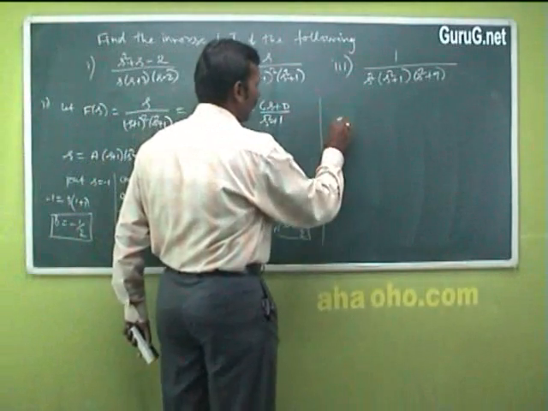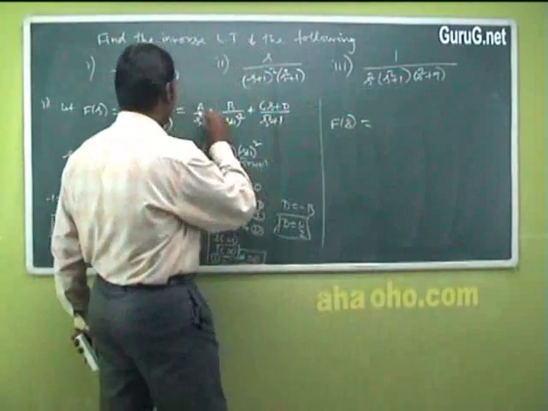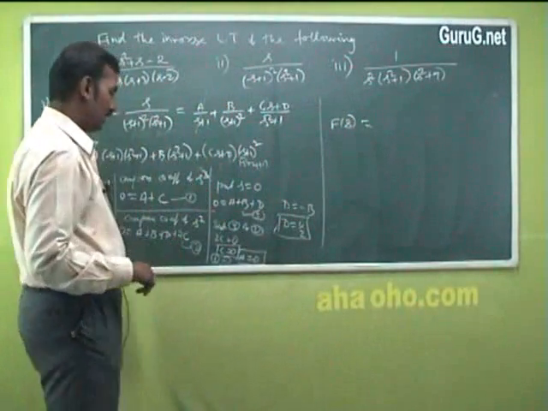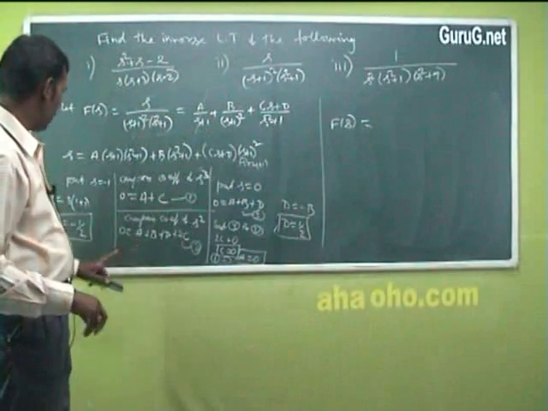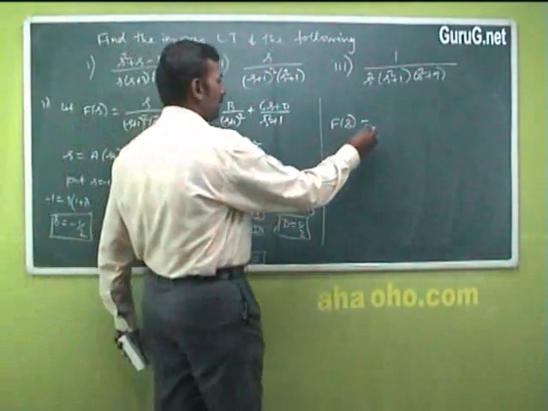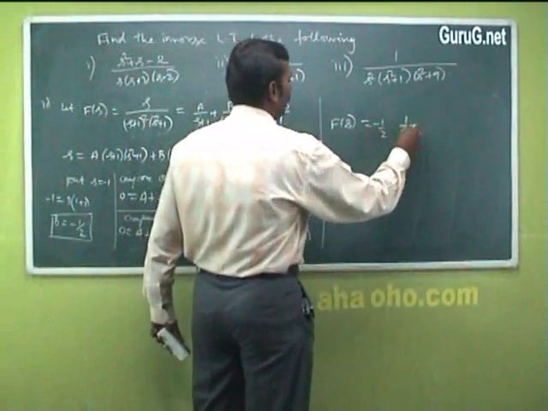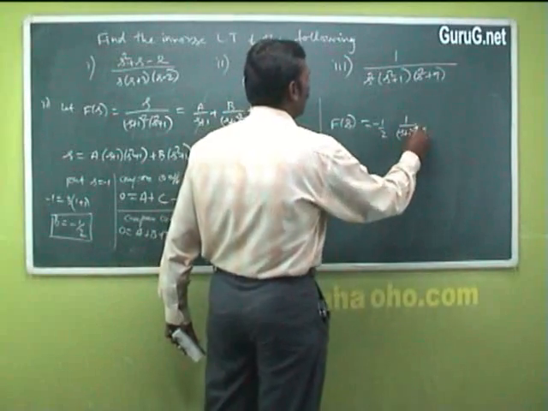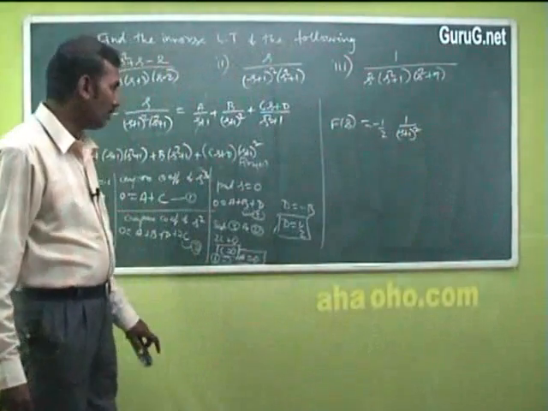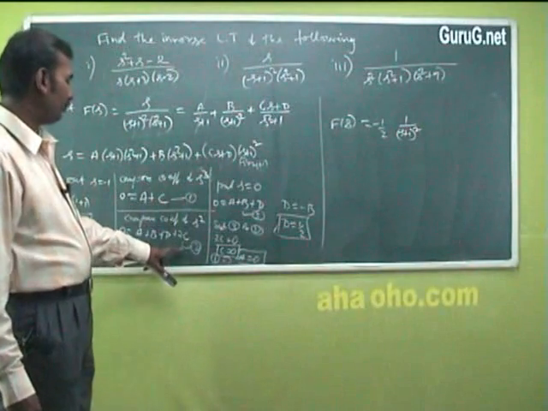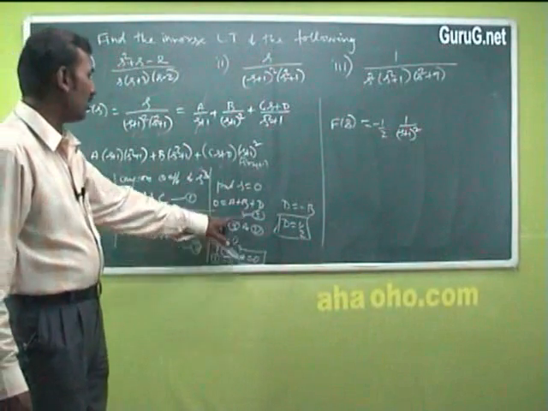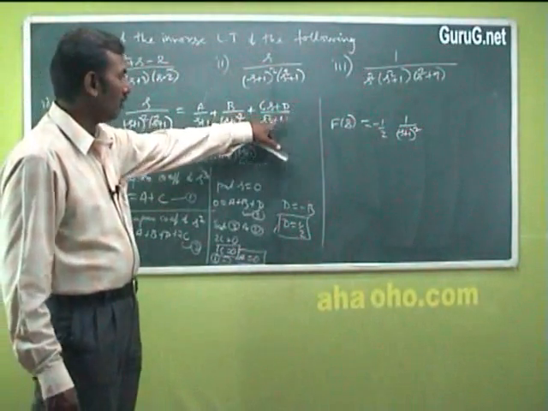Therefore f of s equal to, so a became 0, this will cancel. And then c is 0, b's value is minus 1 by 2. So minus 1 by 2 into 1 by s plus 1 the whole square, right. And then c is 0, so this became 0, d's value is 1 by 2.